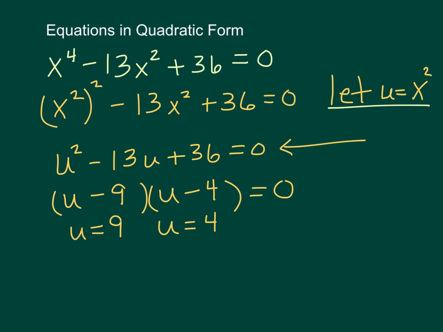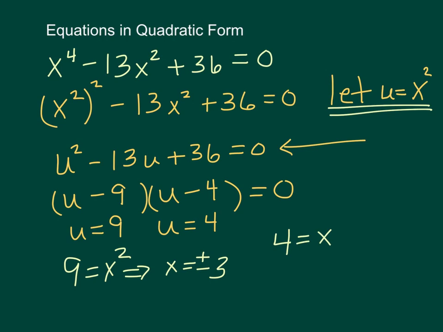So I need to go back to our substitution and say 9 is equal to x squared. Therefore, x equals plus or minus 3. Or 4 is equal to x squared, which gives us x equals plus or minus 2. So I actually get 4 answers here, positive 3, negative 3, positive 2, and negative 2.